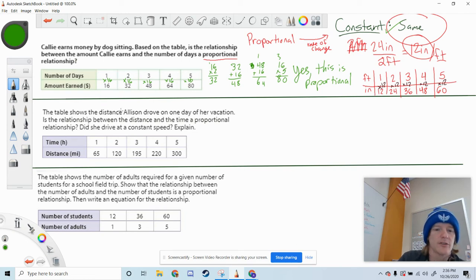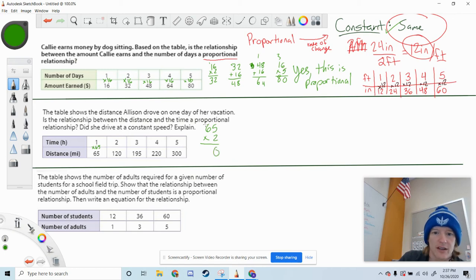Next one, the table shows the distance she drives on 1 day of her vacation. She's going to be driving for 5 hours, and we want to know, is the relationship between the distance and the time a proportional relationship? Did she drive at a constant speed? Explain. I see on the first one we're going times 65, because 1 times 65 is 65. So let's do 65 times 2. Let's see if we get 120. You probably already can tell we aren't going to get 120, but let's check it anyway.